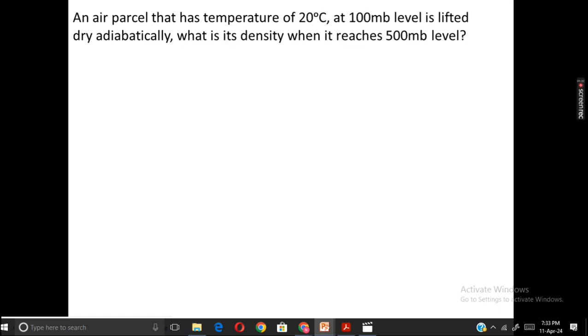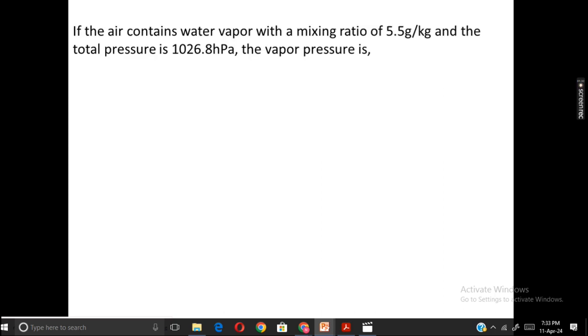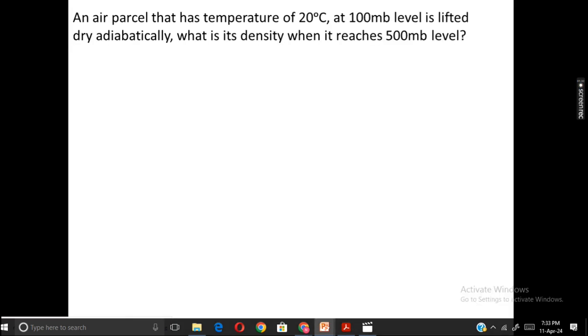Now I think we have two numericals. After that we will end today's session. The first numerical is: an air parcel that has a temperature of 20 degrees Celsius at the 1000 MB level is lifted dry adiabatically. What is its density when it reaches the 500 MB level?